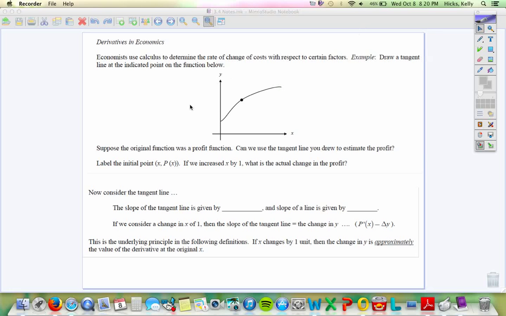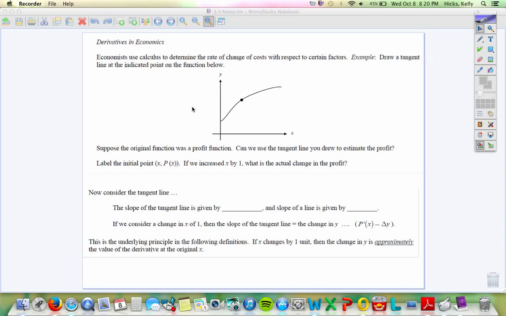Hey everybody. All right, we're going to finish 3.4 now. We have been talking about the position function and the velocity function and acceleration function, which are kind of derivatives of each other. If you take the derivative of position, you get velocity. If you take the derivative of velocity, you get acceleration. So now we're going to look at a different way of using derivatives in the real world.